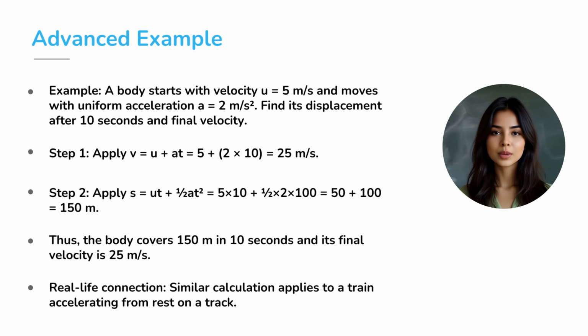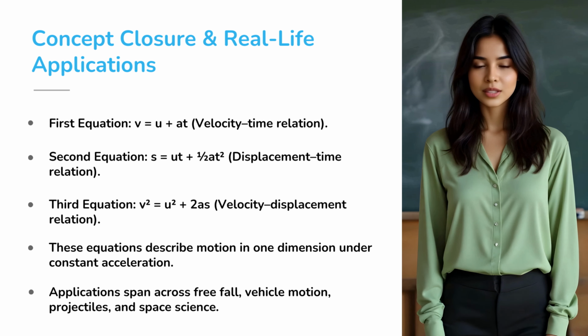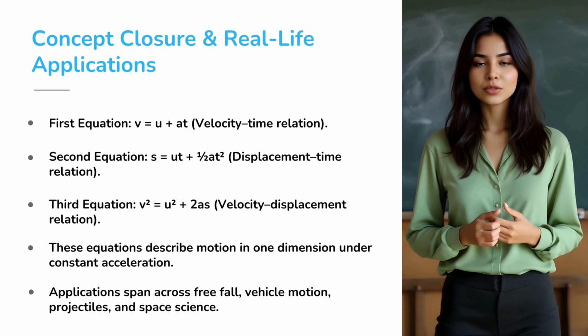Step 2. Apply the second equation. s equals ut plus half at squared. That is 5 into 10 plus half into 2 into 100, which equals 50 plus 100, giving 150 meters. So in 10 seconds, the body covers 150 meters and reaches a speed of 25 meters per second. A similar calculation is done in railway engineering when estimating how far a train travels as it steadily picks up speed.